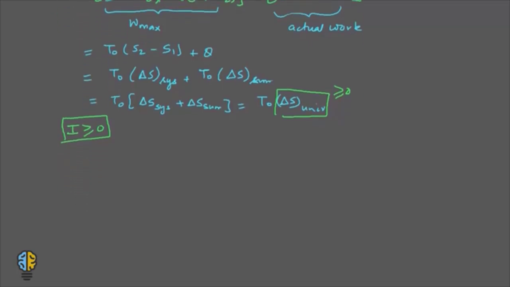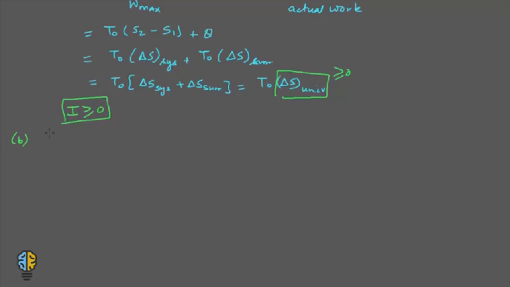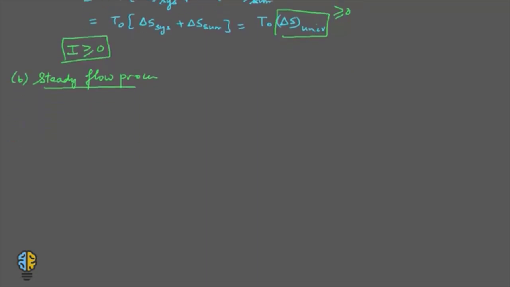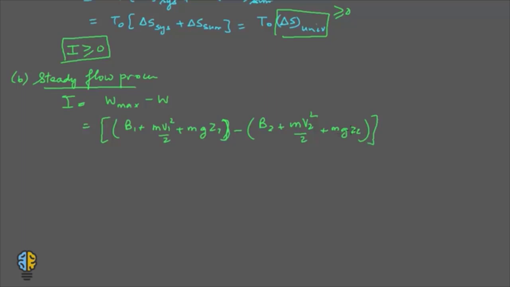Right. Now let's take the case of a steady flow process. If we take a steady flow process, and if you remember the maximum work done in a steady flow process, it consisted of a function known as the Keenan function. Alright, so if you remember that expression, I is equal to W max minus W. This will be equal to B1 plus mV1 square by 2 plus m into g into Z1, minus, for the second state, B2 plus mV2 square by 2 plus m into g into Z2. So this is for the maximum work done.